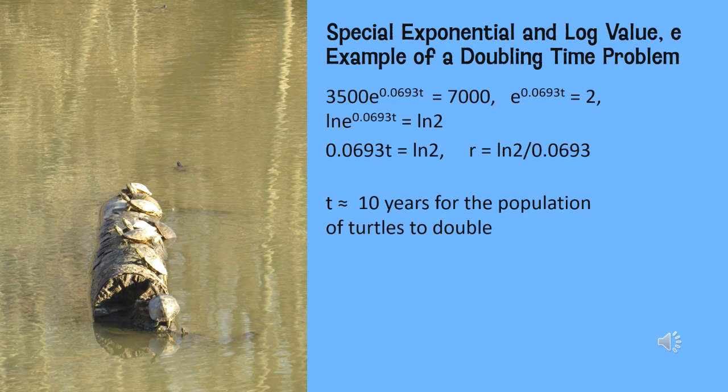So the natural log cancels out the exponential function, giving us the variable component. 0.0693t is then equal to natural log of 2. To solve for t, divide by 0.0693, and we see that it will take approximately 10 years for the population of turtles in this ecosystem to double. So again, that's an example of what is called a doubling time problem. You're looking to see how long it will take for a population to double.